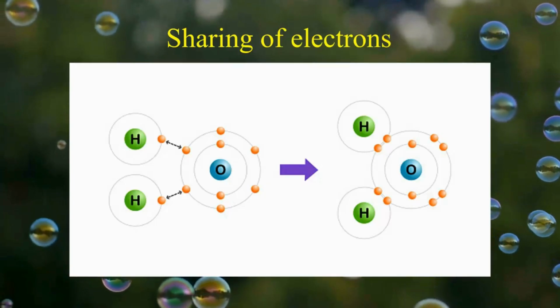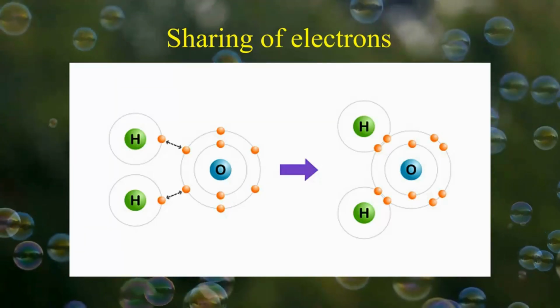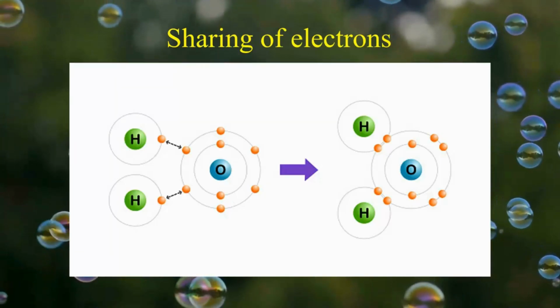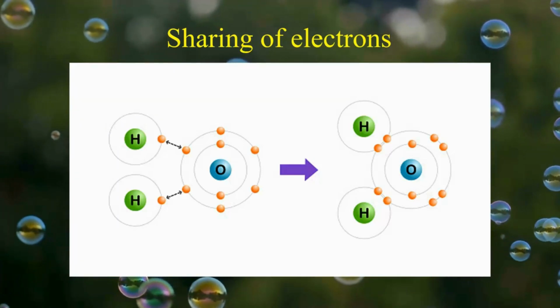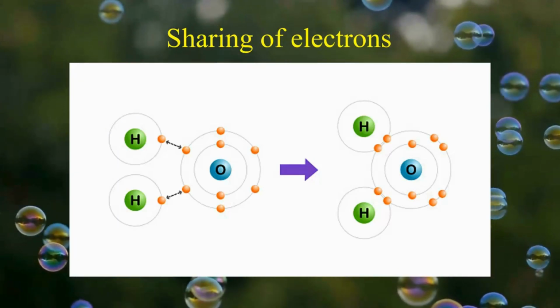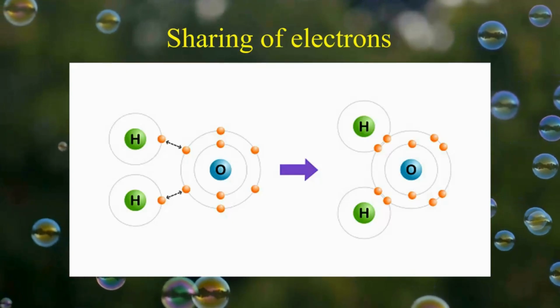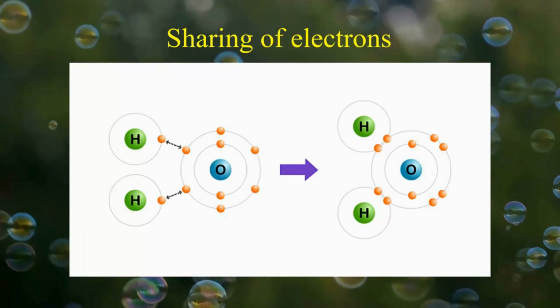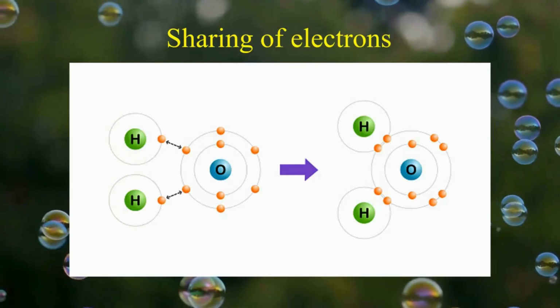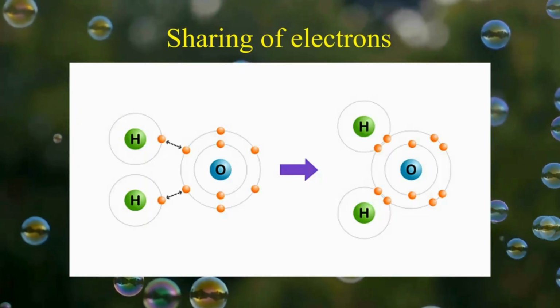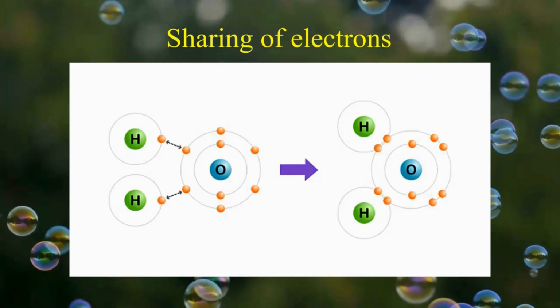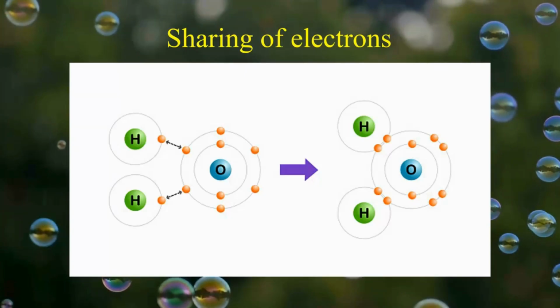So hydrogen has 1 electron in the outermost shell, and oxygen has 6 electrons in the outermost shell. So it requires 2 electrons to be a fulfilled atom. So it gains the 2 electrons from hydrogen atoms. So 2 molecules of hydrogen combine with oxygen to form a compound called water. Okay.